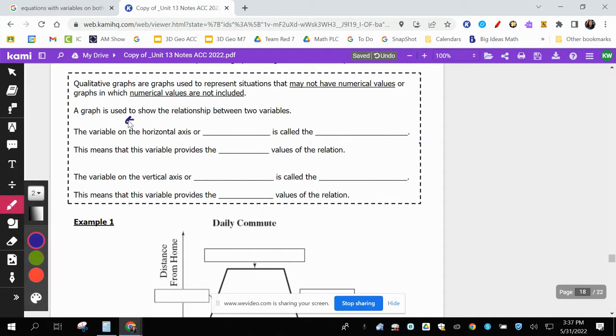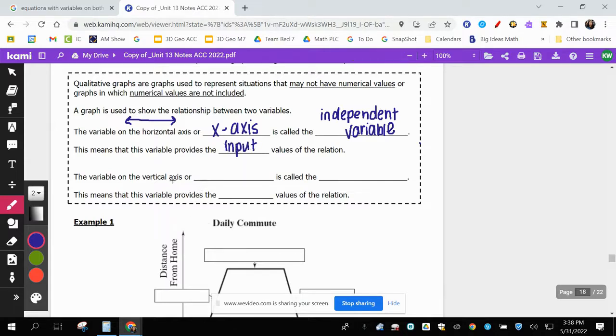The variable on the horizontal axis, or the x-axis, is called the independent variable. Independent variable. This means that this variable provides the input values for this relationship.